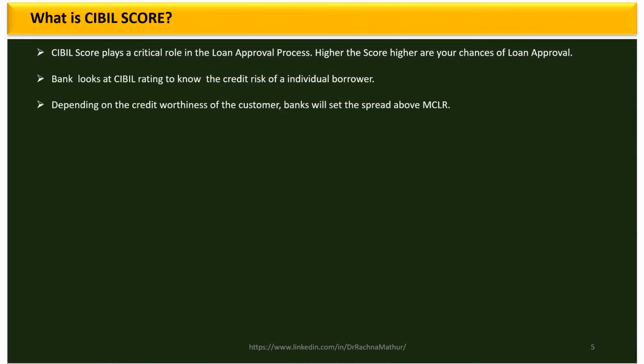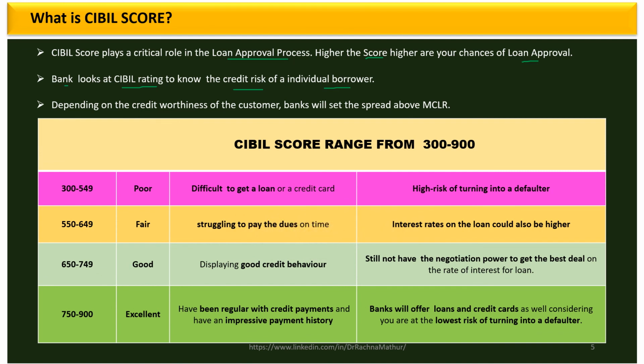Credit score plays a very crucial role in the loan approval process. Higher the score, higher is the chance of loan approval by the bank. Bank, first of all, looks at the CIBIL rating to know the credit score of the borrower. That will help them to know the credit risk of the individual borrower. So depending upon the creditworthiness of the customer or the borrower, bank will set the spread over MCLR. So the CIBIL score ranges from 300 to 900, and 900 is the highest CIBIL score of a borrower.